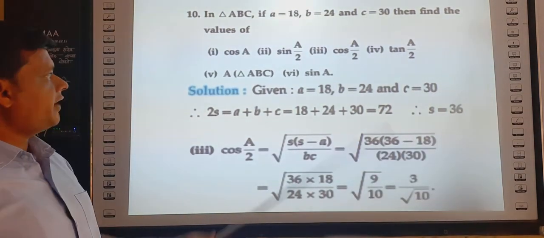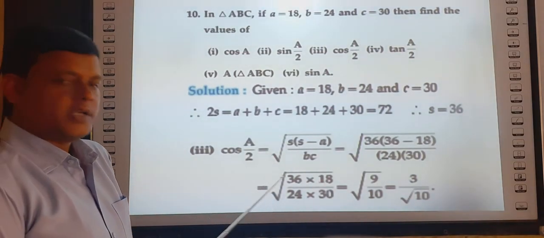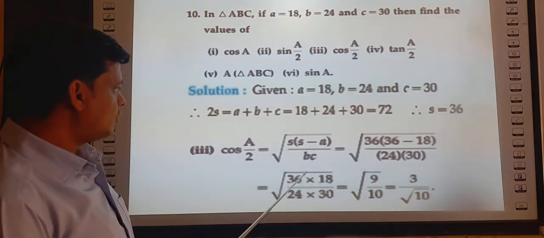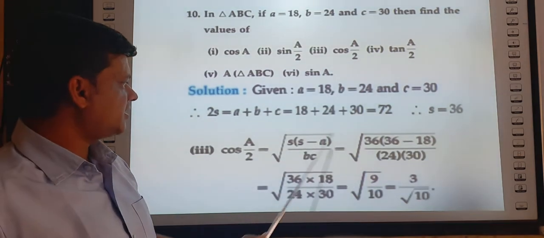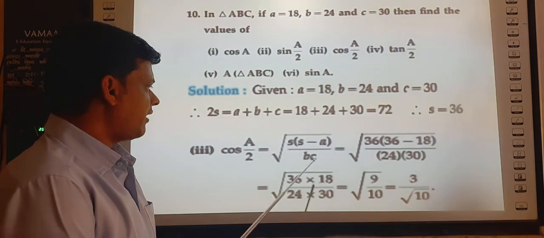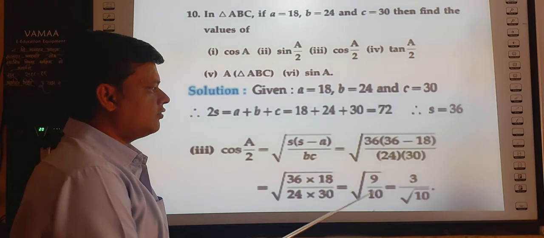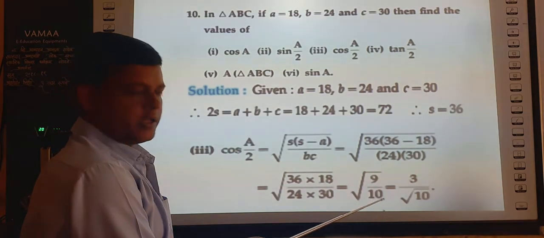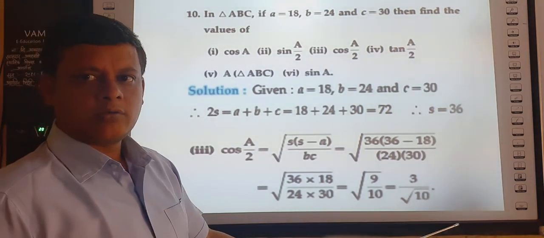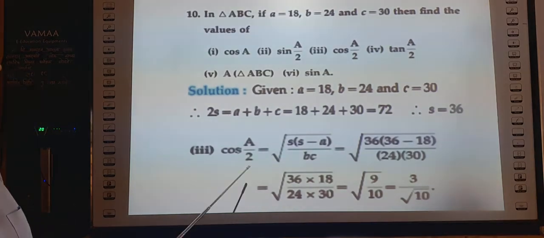Next we have to find the value of cos A by 2. So we write the formula for cos A by 2, that is the root of S minus A upon BC. Substitute the value of S, 36, the value of A, 18, and the values of BC, 24 and 30. After simplifying it we get the square root of 9 upon 10. The square root of 9 we calculate, that is 3, and the square root of 10 we cannot calculate, so we write it in root. So in this way you can calculate the value of cos A by 2.